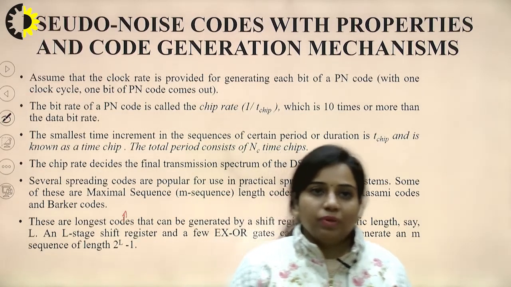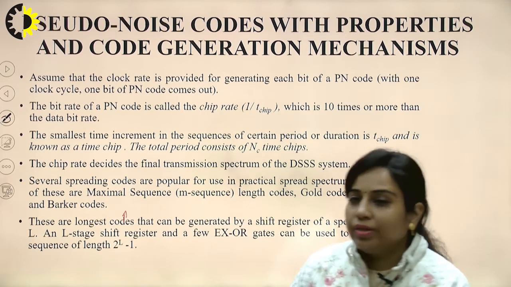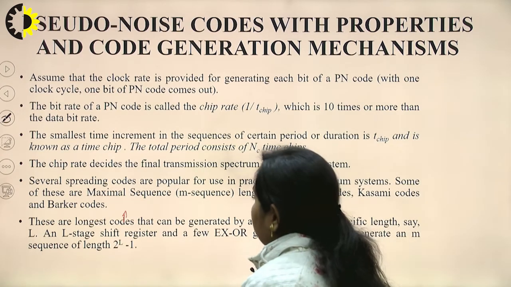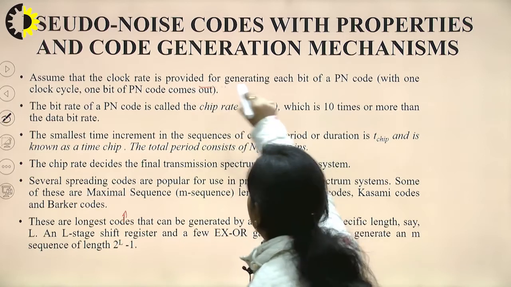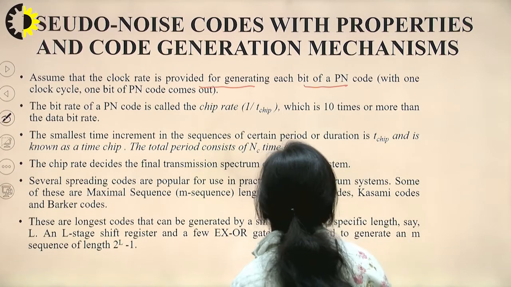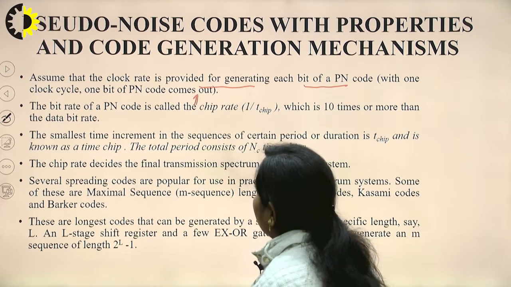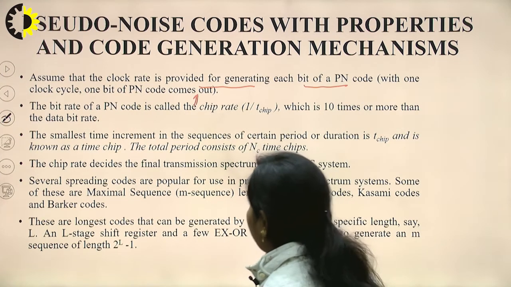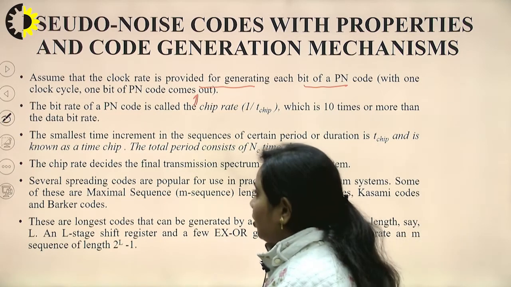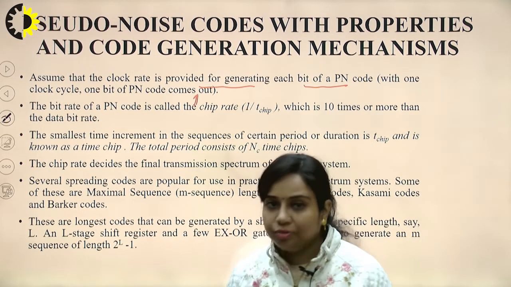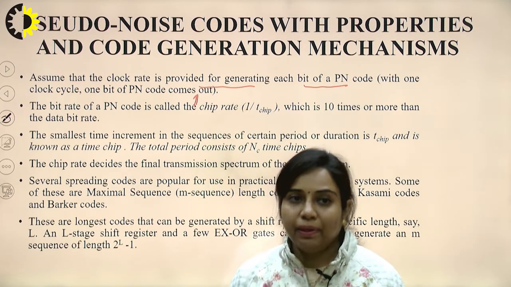Next are the pseudo-noise PN codes with their properties and code generation. How is the code generated? Assume that a clock rate is provided for generating each bit of a PN code, with 1 clock cycle, and 1 bit of PN code comes out. So for 1 clock cycle, 1 bit of PN code is generated. For n clock cycles, n bits will be generated in the PN code.